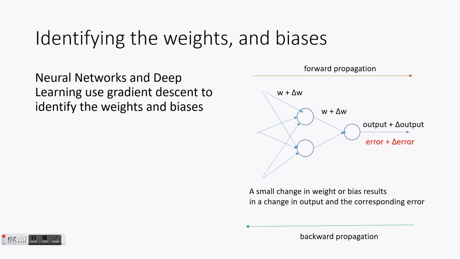In the last session, I had shown how in a neural network, if we change the value of the weights in the toy example by delta W, there is a corresponding change in the output by delta output. And this corresponding change in the delta output means that there is a corresponding change in the error. So a small change in the weights will result in a corresponding change in the output and a corresponding change in the error.